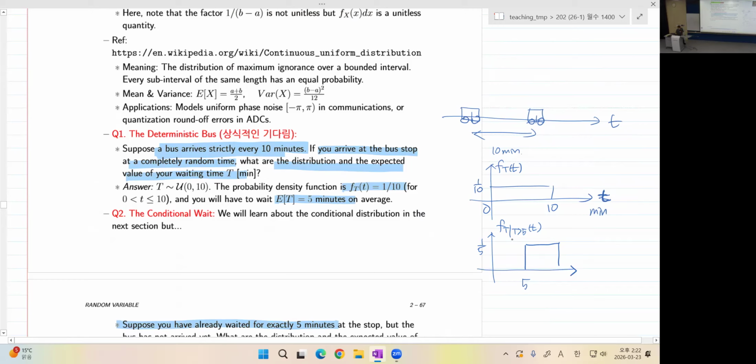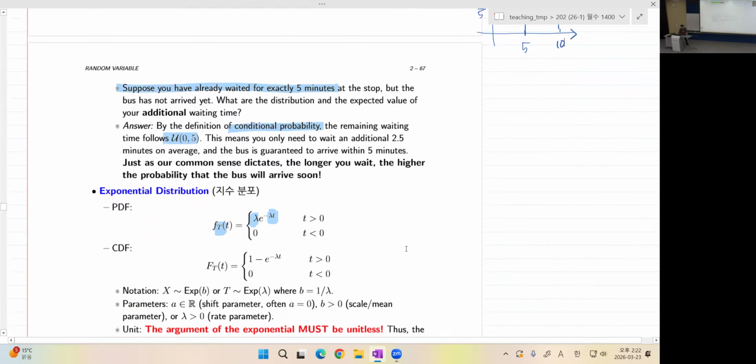So in this case, t is greater than 5. So you have waited 5 minutes. What is the waiting time from now on? So this is your waiting time. And this kind of follows common sense. You already have waited 5 minutes. What is the total waiting time? That is the distribution. So it's okay.